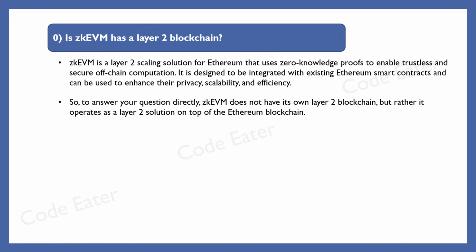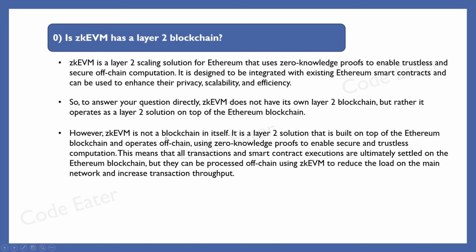This is a layer 2 solution which is built on the Ethereum blockchain. It operates as a layer 2 solution on top of the Ethereum blockchain, so zkEVM is not a blockchain itself. It is a layer 2 solution built on top of the Ethereum blockchain and operates off-chain using zero knowledge proof to enable secure and trustless computation. This means that all transactions and smart contract executions are ultimately settled on the Ethereum blockchain, but they can be processed off-chain using zkEVM to reduce the load on the main network and increase the transaction throughput.